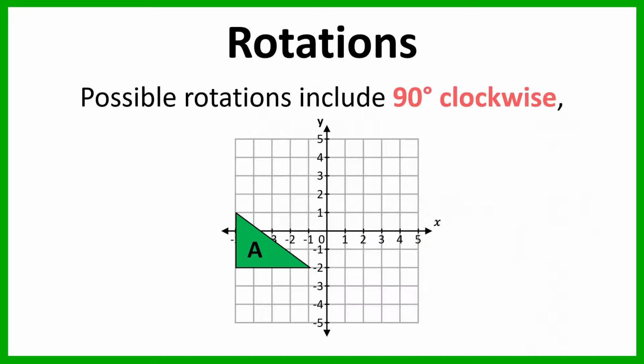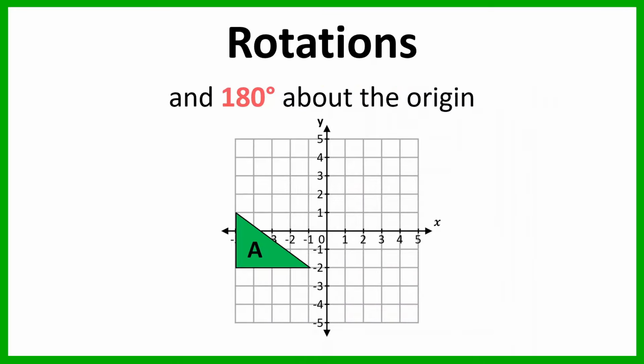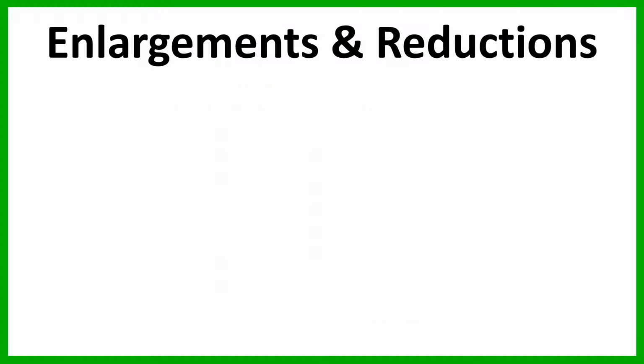Possible rotations include 90 degrees clockwise. So if you rotate this figure over here 90 degrees clockwise, it will look something like that. It's being rotated about the origin. We also have 90 degrees anti-clockwise, which will look like this, or 180 degrees about the origin, like that. Then we have enlargements and reductions.